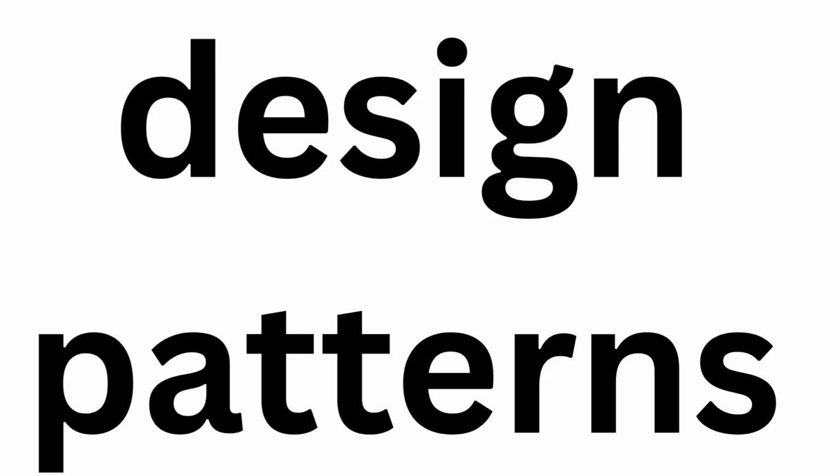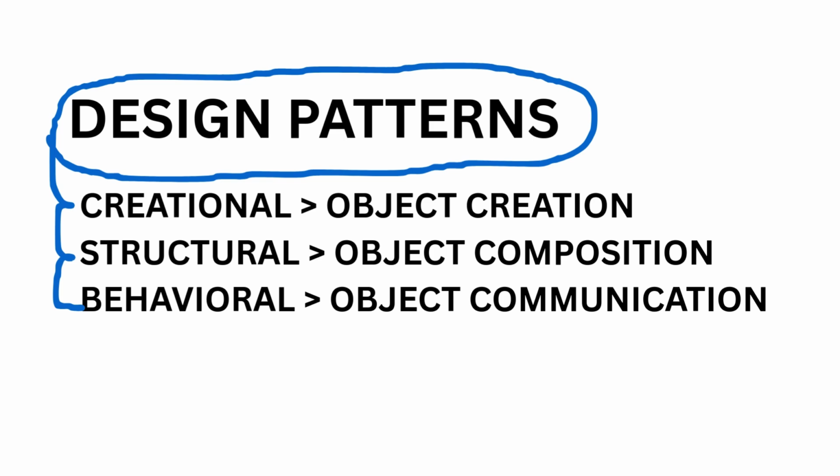There are three main types of design patterns. First one is the creational. The creational controls object creation. An example is the singleton. The structural organizes objects. Then the behavioral manages communication. Understanding these categories helps us select the right pattern for the problem at hand.